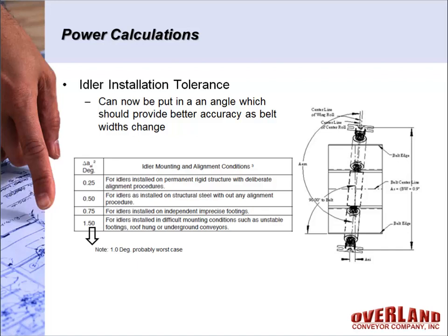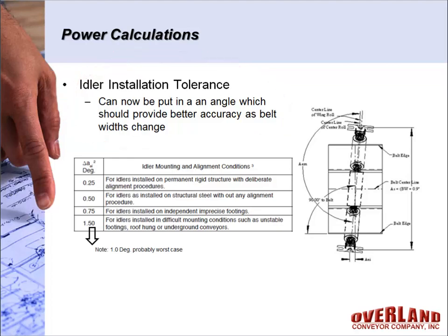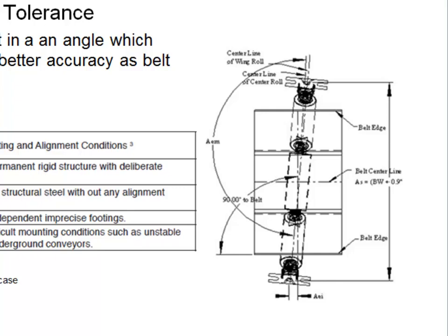The next slight change that we want to discuss is the way the idler installation tolerances is now input. It used to be, in version 6, it showed up for the first time. It is a very important part of the calculation. We encourage you to pay attention to this, but it used to be you could only input an actual value, and most people didn't really know what value to put in, and there were no suggestions on how to change that value.